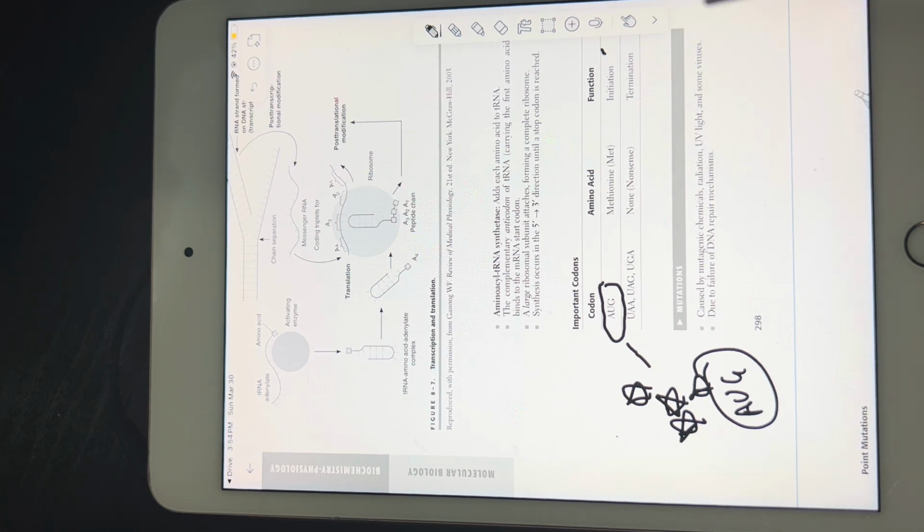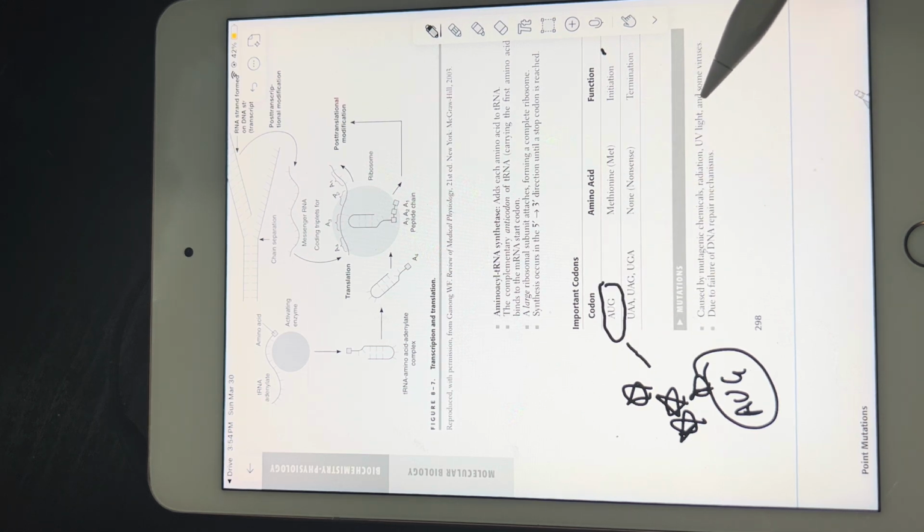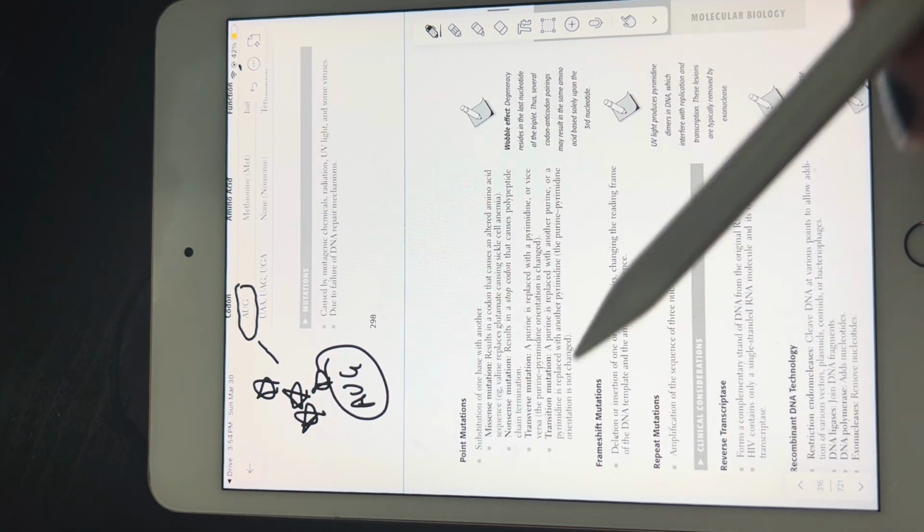So this one and histones, very important. Basically they will give us so many examples, they can give you all the four, and then ask which codon is responsible for initiation. So remember AUG. And then we have point mutation.